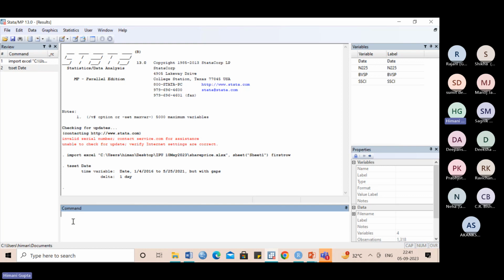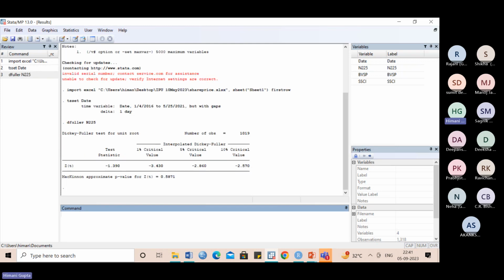We have to first of all convert it. We all know that this is not stationary. So let's check whether this is stationary or not with the Dickey-Fuller test. In R, the command is adf.test. Over here, the command is dfuller and your N225. And we will observe that your p-value is more than 0.05. So it is not stationary. So let's convert it into stationary.